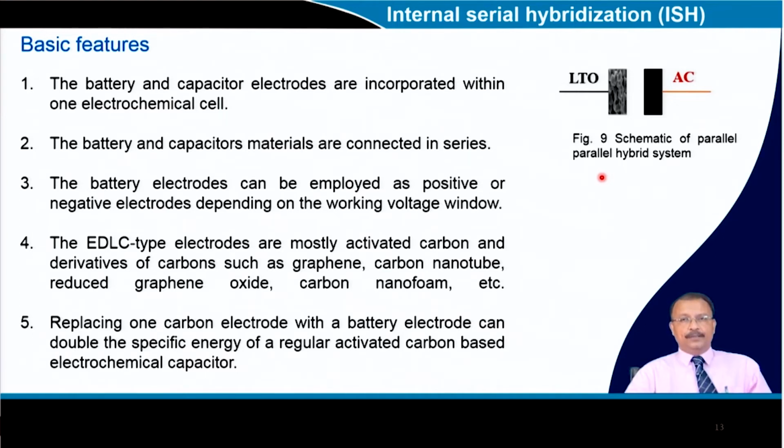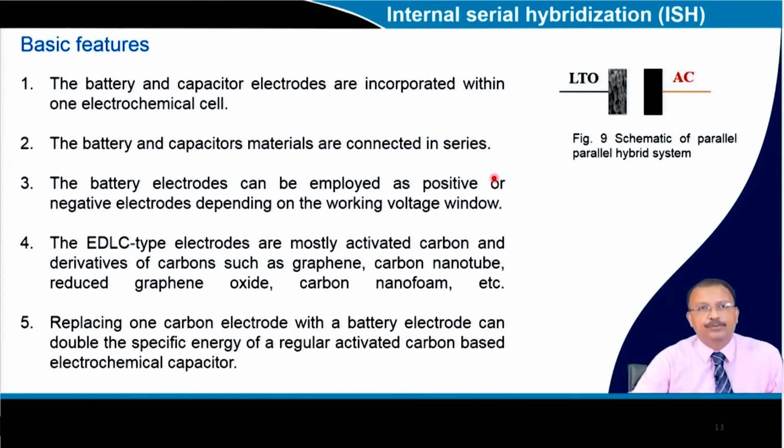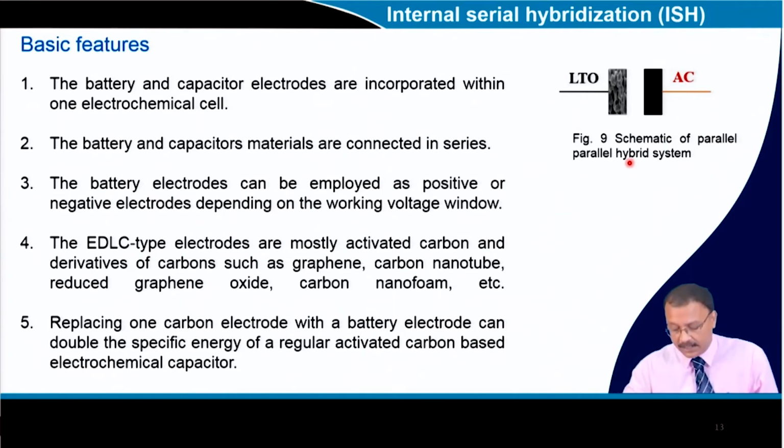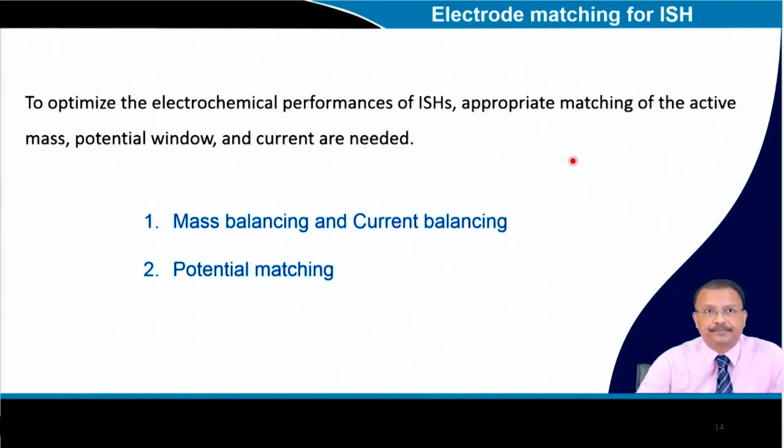So, activated carbon is mostly used, other carbonaceous materials can also be used, which I have already talked about, and replacing one carbon electrode with a battery electrode can double the specific energy of a regular activated carbon based electrochemical capacitor. So, it has high energy density. So, that is the same thing I already explained. So, these are really advantageous.